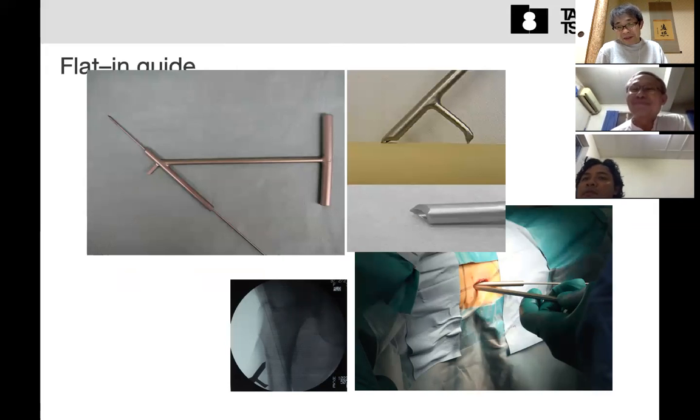If possible, I want to introduce this implant in your country. Maybe it's very brand new, because having the side plate is very important to stabilize the fracture. I believe even for femoral neck fracture, the side plate is very beneficial, because sometimes varus deformity can occur after just simple screwing or pinning.